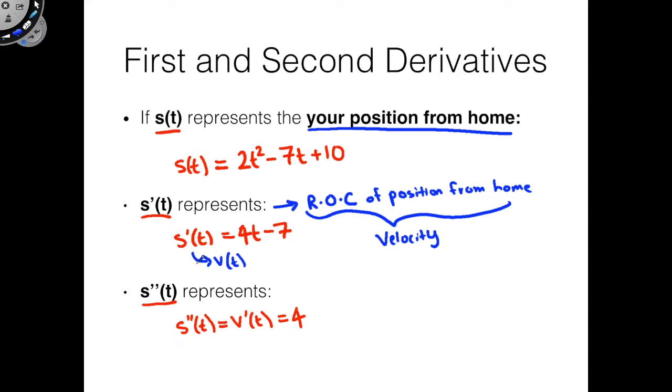in the physics context. So S double prime of t represents two things, right? It represents the second derivative of that, and it represents the first derivative of that, right? So I could write this as two different things. I could write this as a rate of change of a rate of change of a function, or as just a rate of change of a function. So there's two different ways I can interpret this. I can interpret this as a rate of change of a rate of change of position from home.